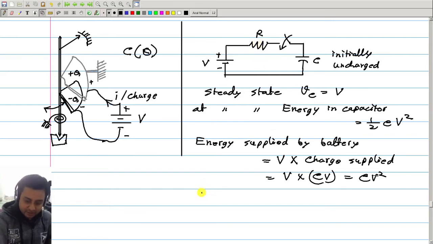So yes. But even if we don't connect a resistor, still energy stored in the capacitor will be half CV square, right? And battery will supply CV square. So where does that half CV square go? Means if we don't connect a resistor, at the time of switching, maybe the timing of switching.